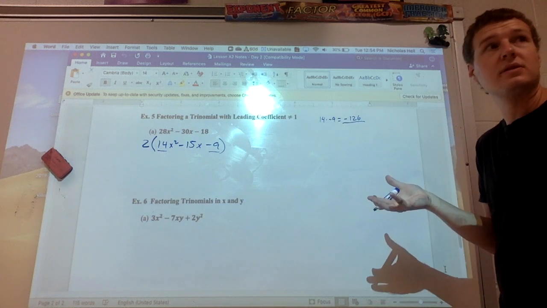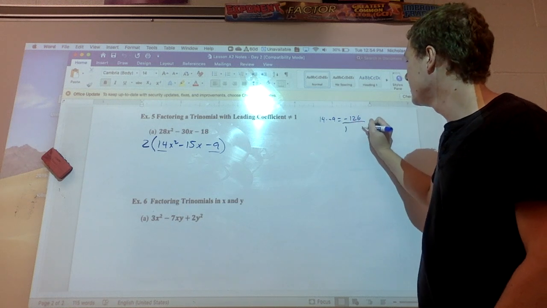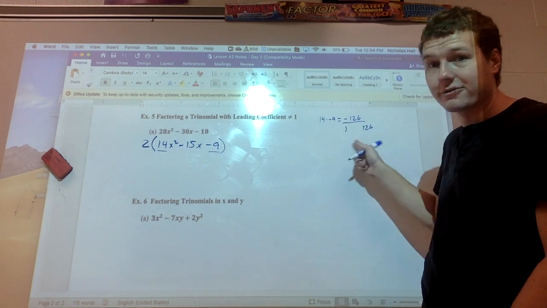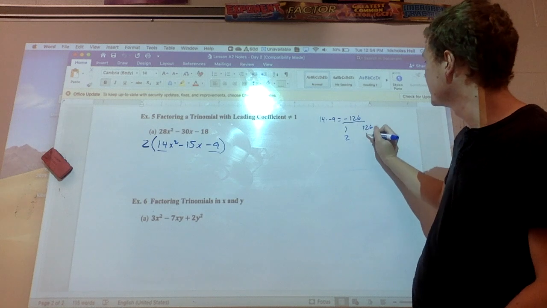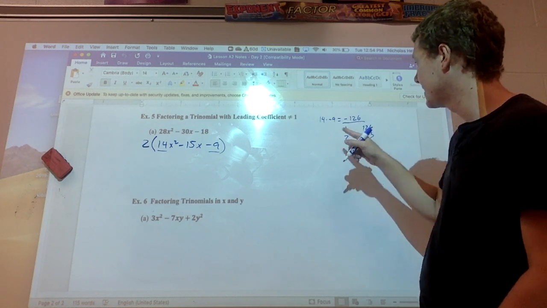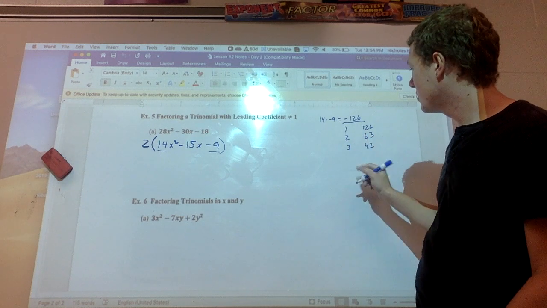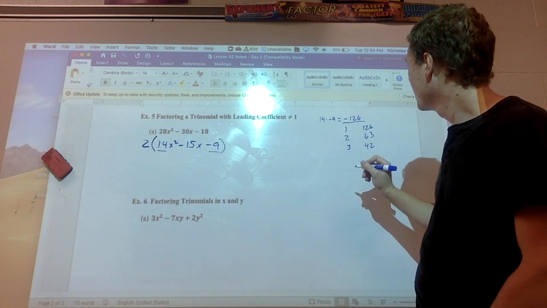I'm going to do this pretty concretely. I'd have 1 and 126. There's no way I'm getting 15 out of that. I'd have 2 and, what is that, 63. No way I'm getting close to 15 on that. I'd have a 3 and a 42. We're getting a little closer, still nothing.